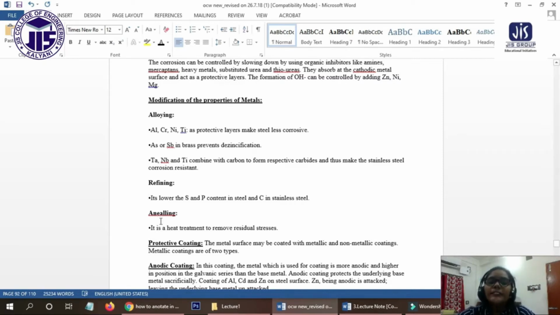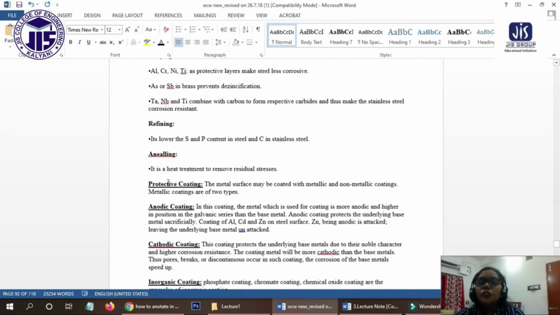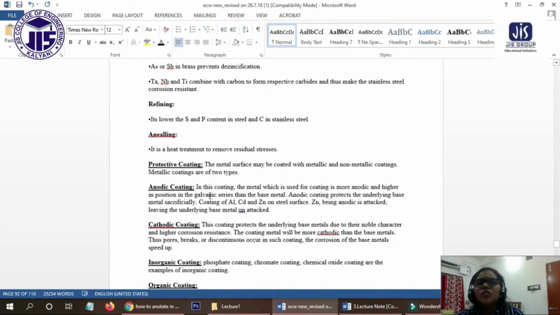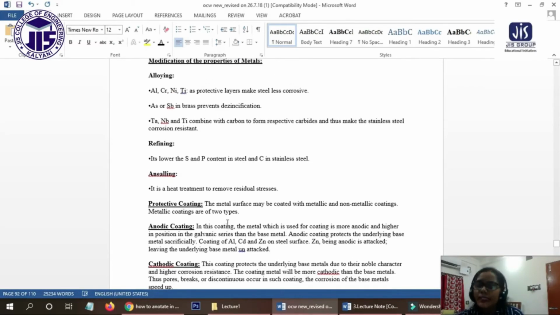Or refining. Refining means, for some of the metals, if we know that certain components of the metals are generally causing the corrosion, so if we refine and remove those compounds and substitute them with sulfur or phosphorus, what will happen? The corrosion will be less. So that is called refining. Annealing: if we use some heat treatment, if we heat the metal, it can reduce the rate of the corrosion. Okay, so that is called annealing. So these are some of the changes of properties that we can make.